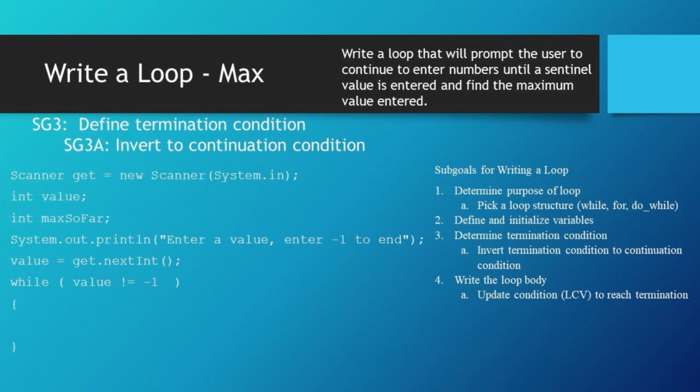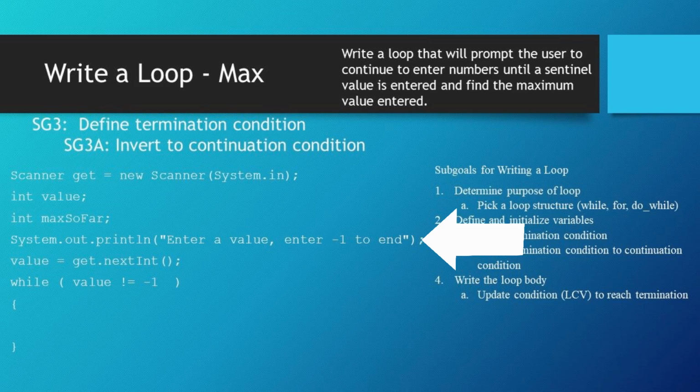For subgoal 3, we define the termination condition. In this case, we want to continue reading values until a sentinel value is entered, so we need to pick the sentinel value. The sentinel value needs to be the same data type as what we are reading in, so in this case, it needs to be an integer. It also needs to be a value that is not readily occurring in the data we are reading. We also need to tell the user what the sentinel value is.